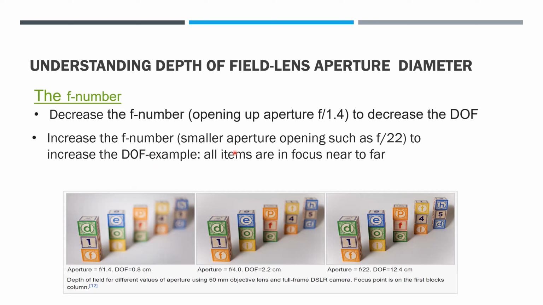Increasing the F number, which means giving a larger number such as F22, will increase your depth of field. So everything is in focus from near to far. See that? That makes sense? And this is somewhere in the middle, because this is at F4.0. And again, these were created with a 50 millimeter lens.